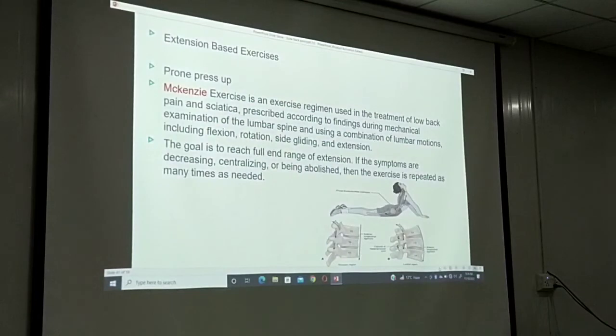Extension based exercises, Mackenzie extension, very important. In 1930s, Mackenzie, physiotherapist, a chiropractor, has introduced this exercise. Mackenzie exercise regime is used in the treatment of low back pain and sciatica, prescribed according to findings during mechanical examination of the lumbar spine and using a combination of lumbar motions, including flexion, rotation, side gliding, and extension. The goal is to reach full end range of extension. If the symptoms are decreasing, centralizing, or being abolished, then the exercise is repeated as many times as needed.